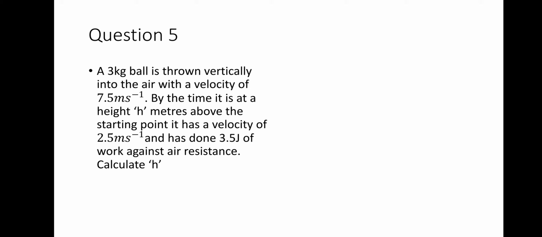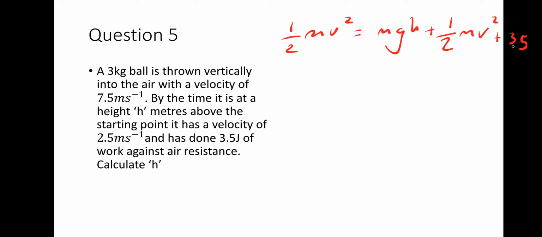So it can be quite tricky. Initially the ball has kinetic energy of half mv squared. So that's the initial. That has got to be equal to the gain in potential energy, mgh, that the ball has when it's at height h, plus the kinetic energy that's still remaining, plus the 3.5 joules of energy that's been converted due to the air resistance.